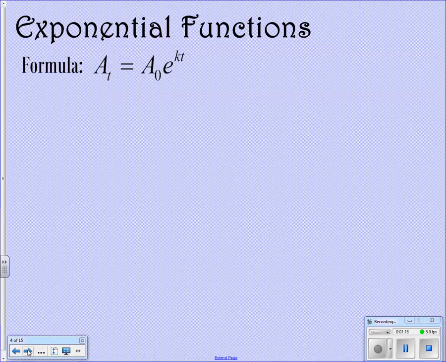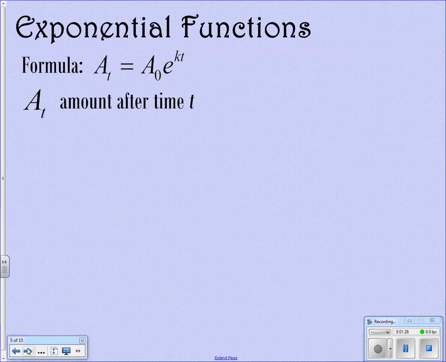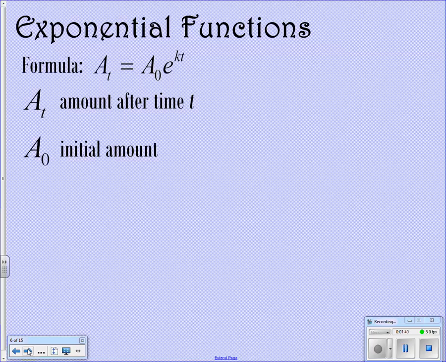This is the formula that you're going to use. A sub t equals A sub 0 times e to the kt. The A sub t is the amount that you have after whatever time t that they give you. So after a certain amount of time has elapsed, A sub t is your value. A sub 0 is the amount at time 0, the initial amount that you have.